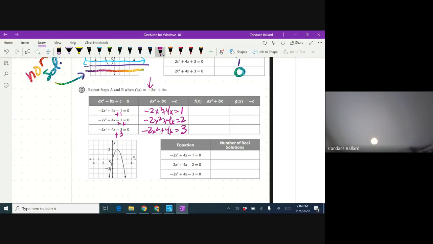All right, then the next two columns are asking us to split those two equations up so we can officially graph them separately. So we know that this is the left side, the f equation, and these are the g equations. So f of x equals negative 2x squared plus 4x, and g of x equals 1. Then f of x equals negative 2x squared plus 4x, so same left side, and g of x this time equals 2. And then f of x equals negative 2x squared plus 4x, and g of x equals 3.